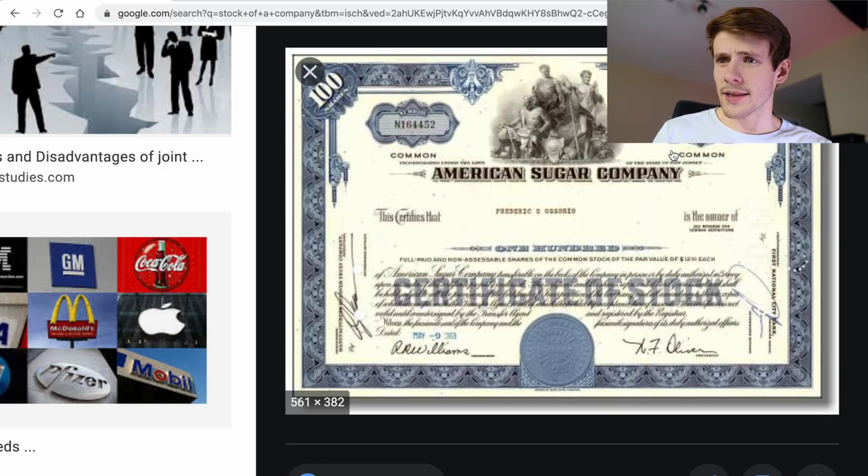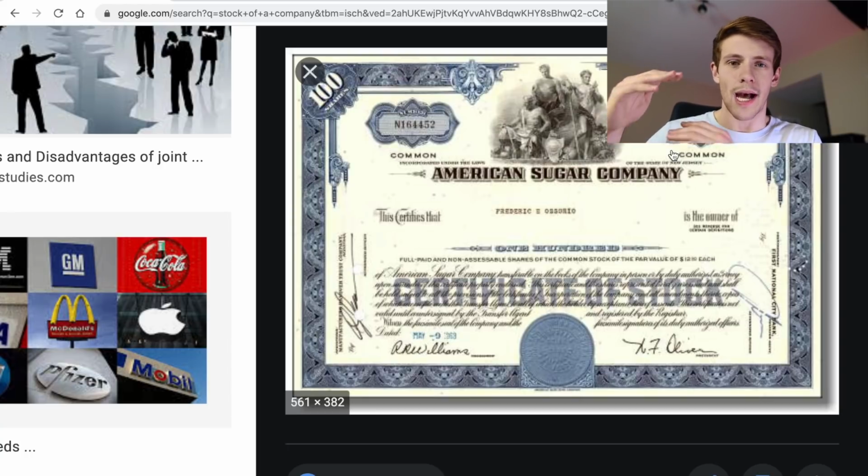Now, stock is also called equity, and there are different types of stock. There's preferred stock and there's common stock. Typically, what you and I would be buying is common stock, and preferred stock can come with more dividends, higher dividends, more voting rights, etc. It's just like a premium version of the common stock.